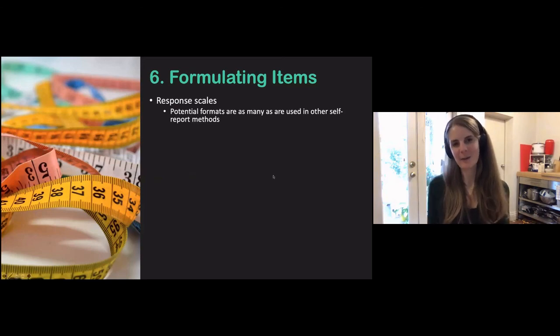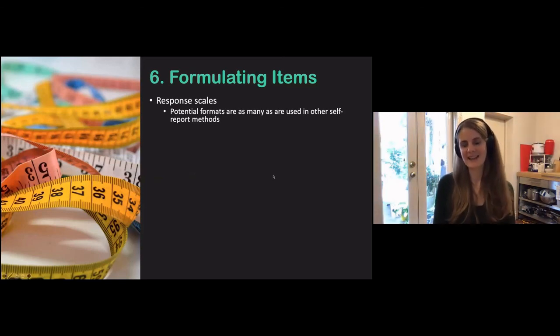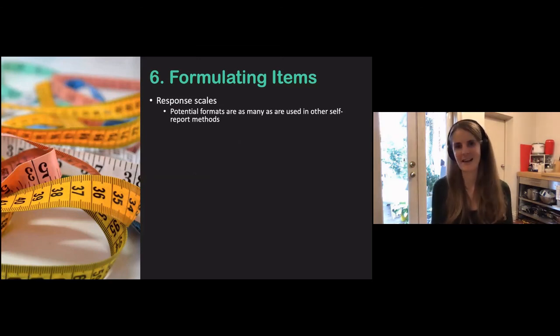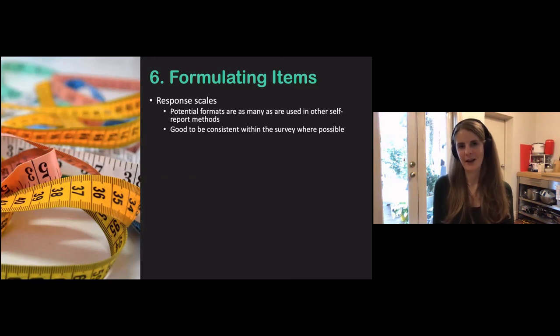So the next thing I'm going to talk about is response scales. And the kind of response scales you can use: multi-choice, open-ended, slider. There are as many as you can use in other self-report measures. So I'm not going to recommend one over the other. We often use slider scales in ESM because participants seem to find them relatively intuitive, and because they often run from 0 to 100, you can capture variability a little bit better than you can with a Likert scale. But I don't think that there's any real push to use any particular type of response.